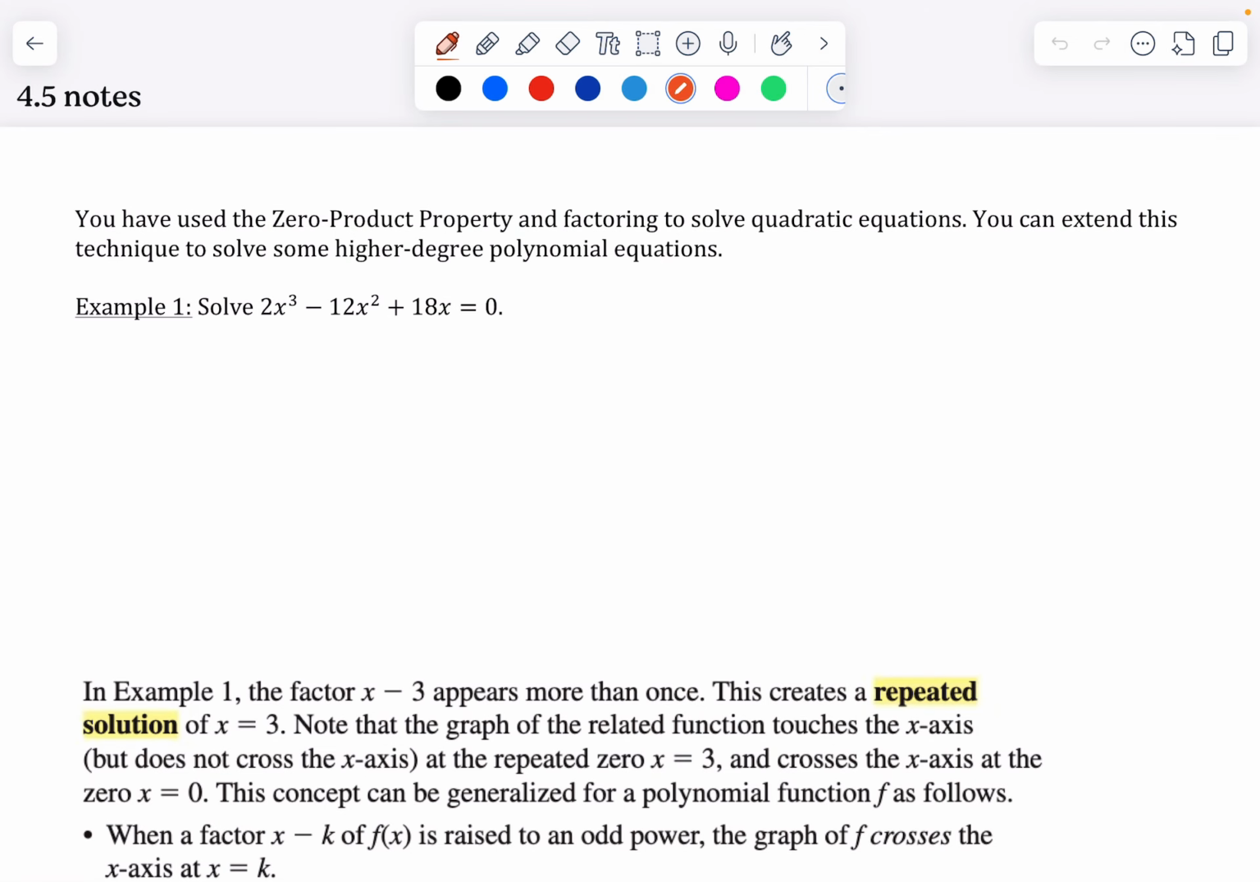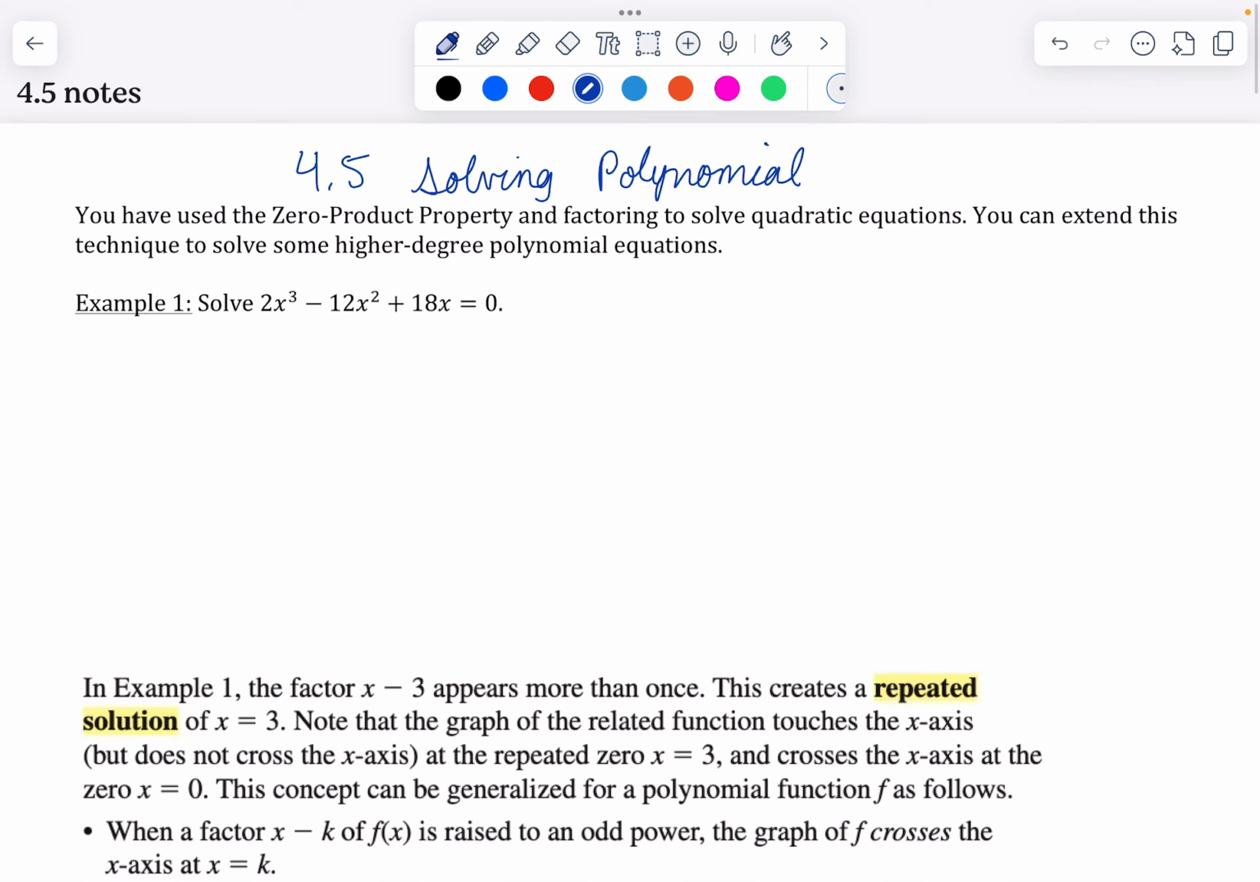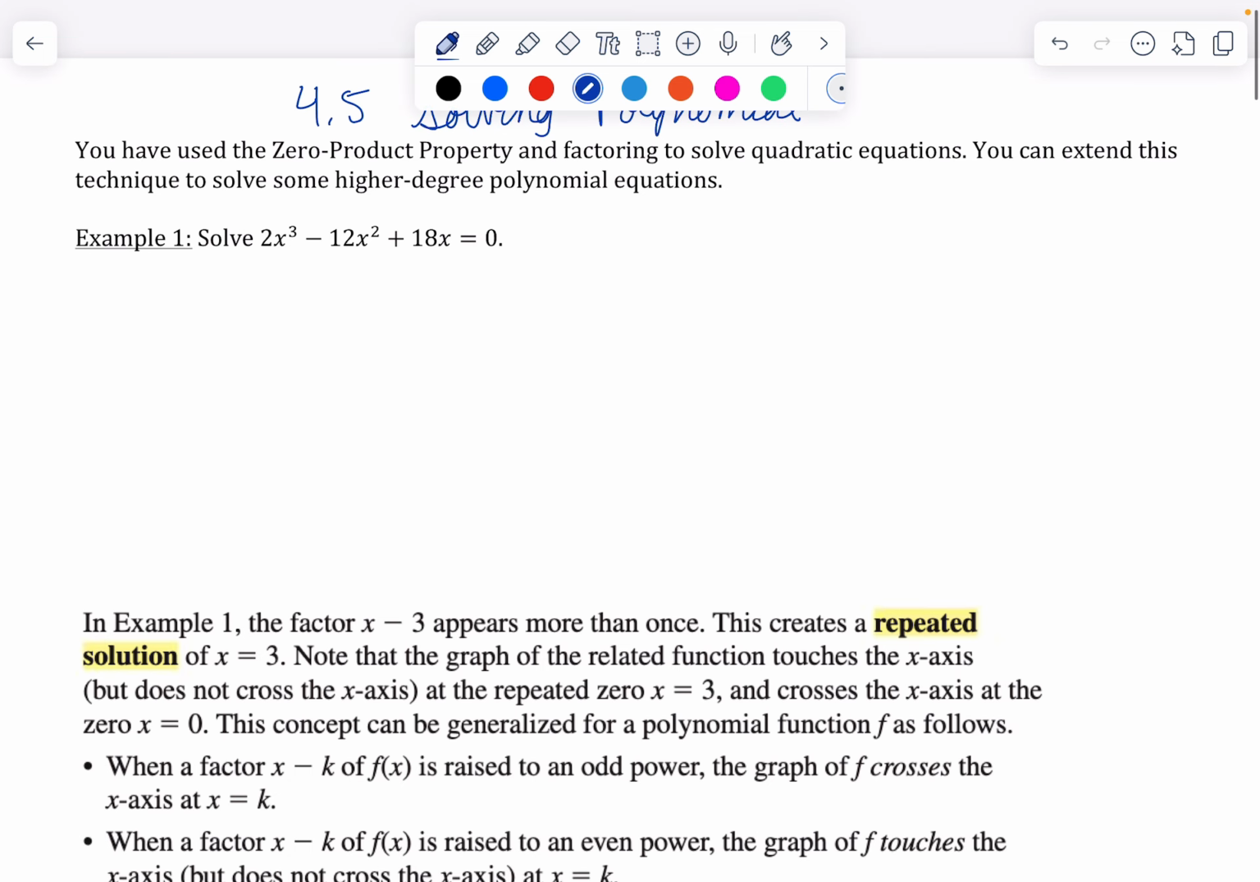Okay, so this lesson was 4.5, solving polynomial equations. And I'm going to very briefly go through the first two examples. So anytime you're trying to solve a polynomial equation, you want to factor.